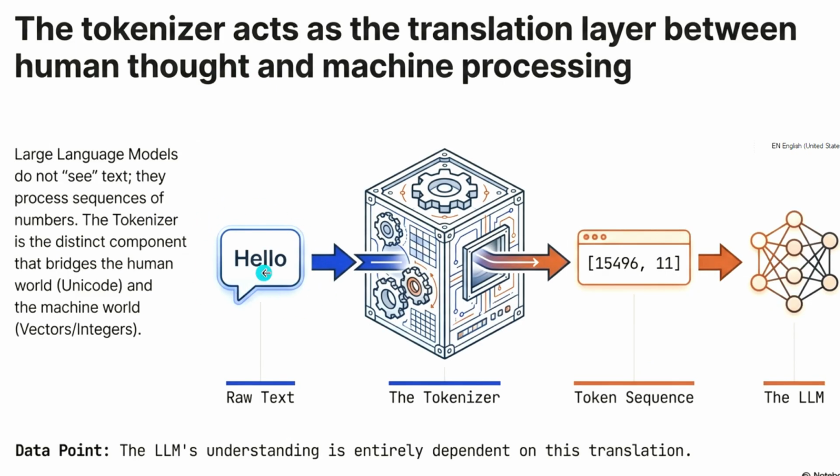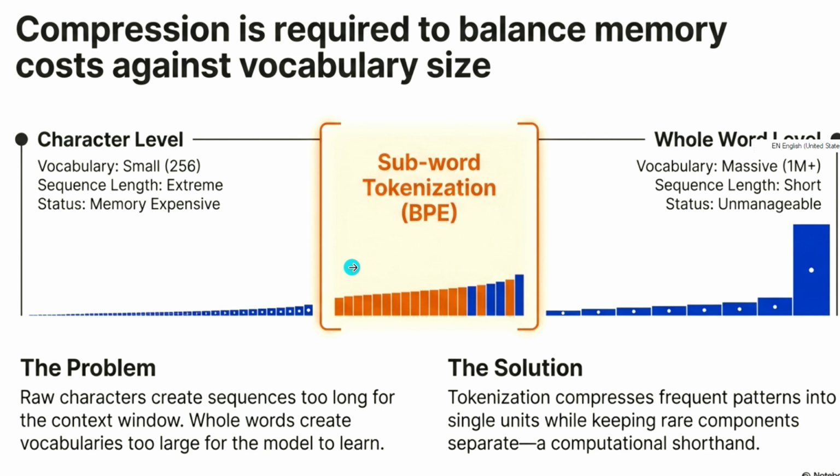For example, we put a hello text inside a tokenizer. It will give us a token sequence that we can put into an LLM and that can be learned by the LLM. So basically, we are today going to learn how we can create tokens for a text. So we have a text, and we are going to create some tokens that would be learned by the LLM.